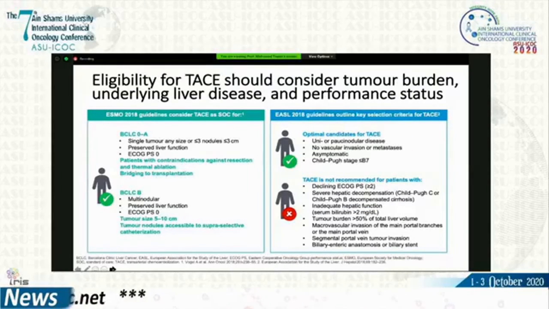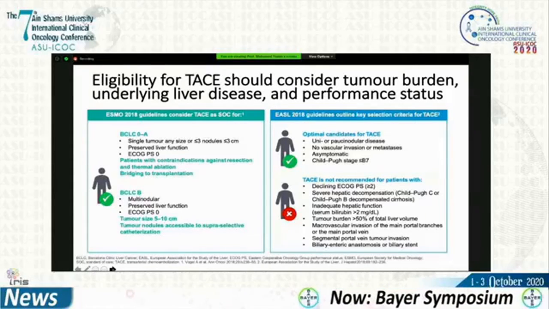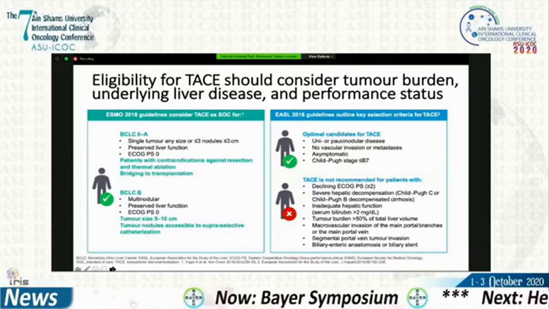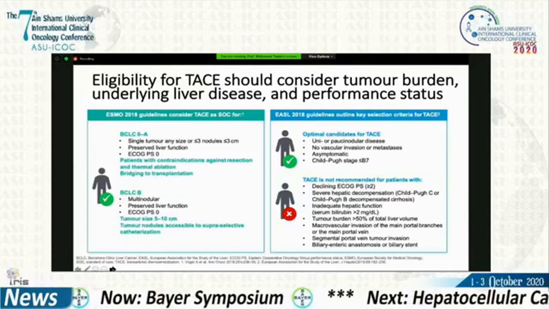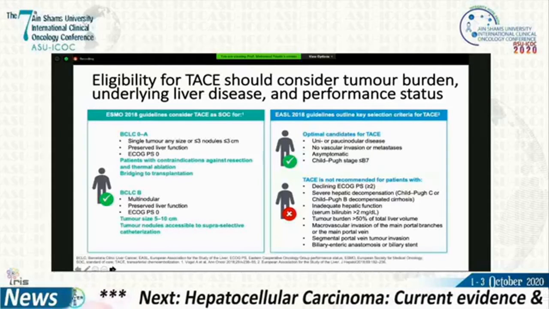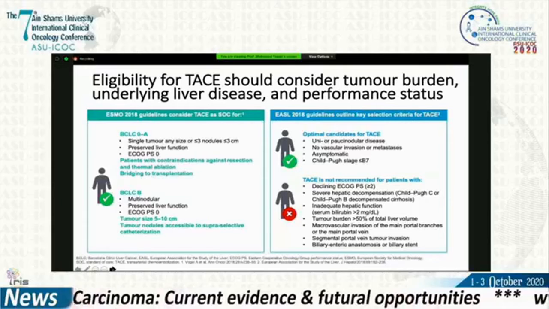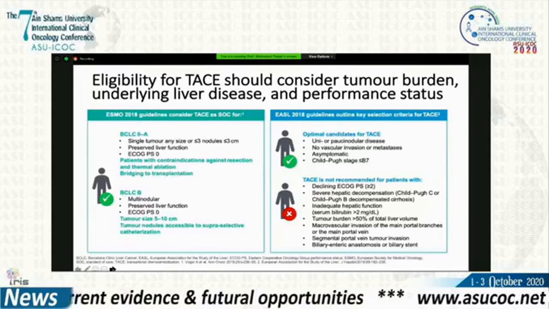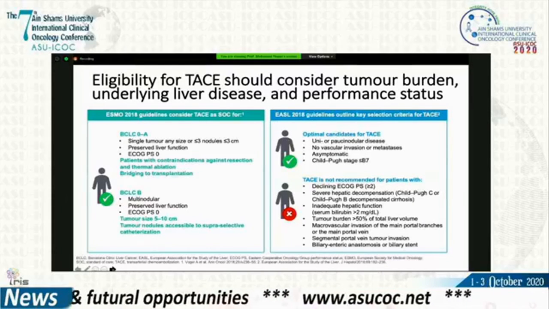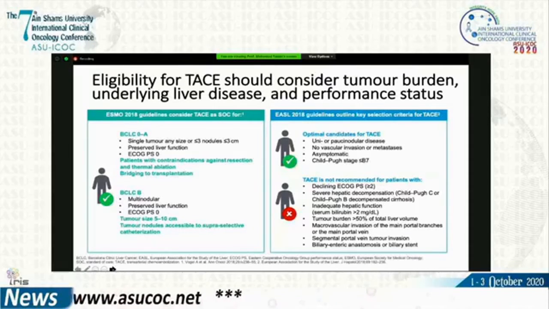Eligibility for TACE should consider tumor burden, underlying liver disease, and performance status. According to ESMO 2018, the eligibility criteria were: single tumor of any size, fewer than 3 nodules, less than 3 centimeters, preserved liver function, ECOG performance 0. Patients with contraindication against resection and thermal ablation, or bridging to transplantation. BCLC-B: multinodular, preserved liver function, ECOG performance 0.